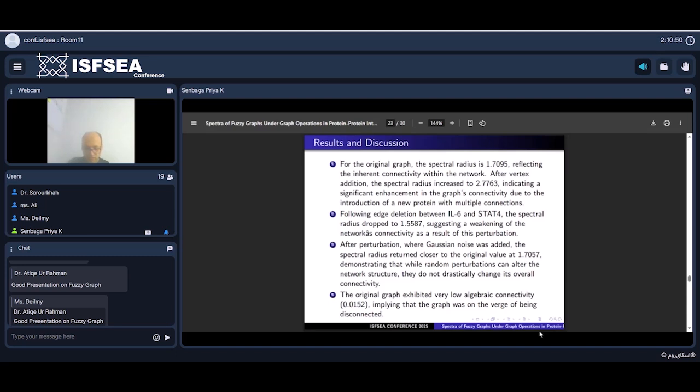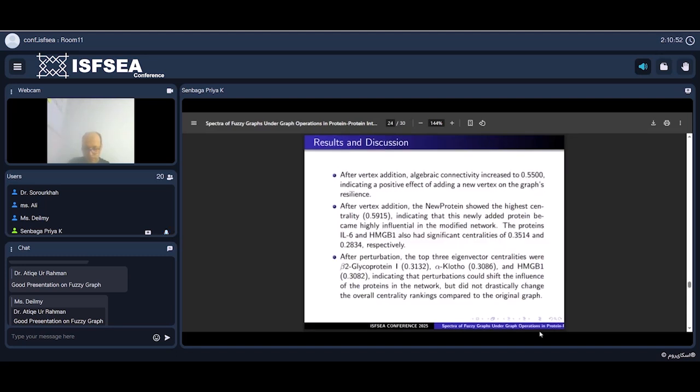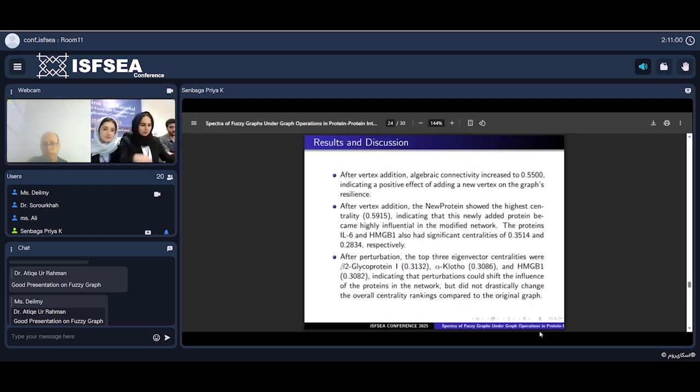Perturbation was also done here. After perturbation, the top three eigenvector centralities are beta-2 glycoprotein, alpha-enolase, and HMGB1, indicating that perturbations could shift the influence of the proteins in the network.